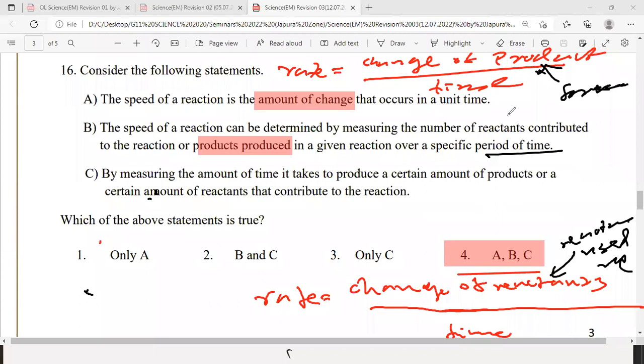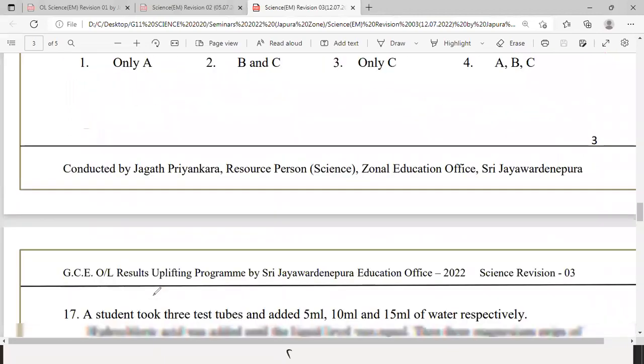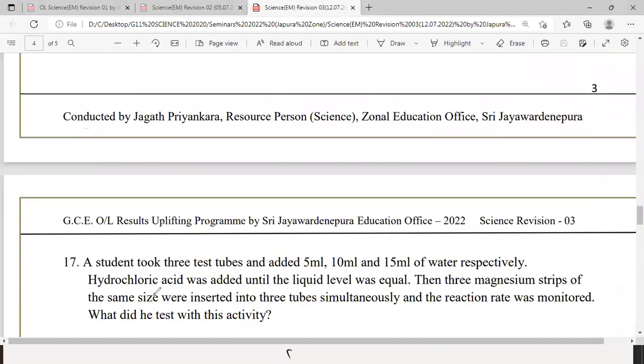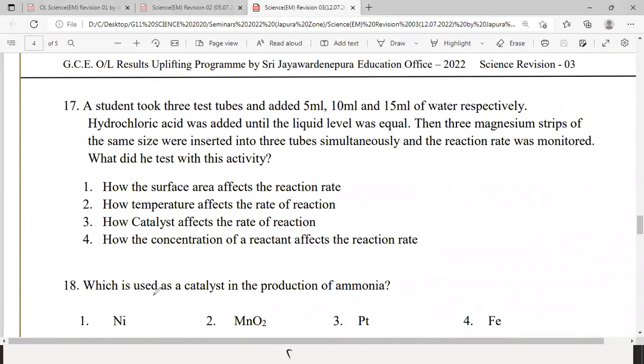Okay, question number 6 and answer 4. Now, not only to get marks, the industrial rate is very, very important. Rate can be increased by using a catalyst also. Now, next one, students took 3 test tubes, 5 ml, 10 ml, 15 ml water. Right. What is added? Water.